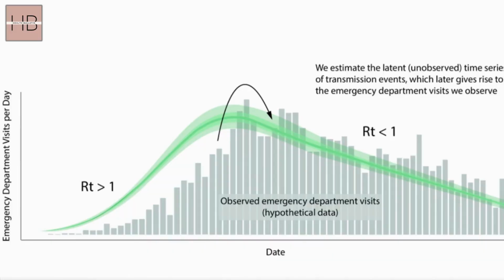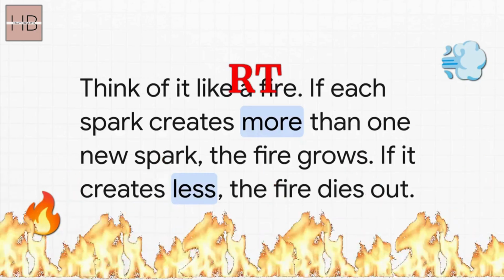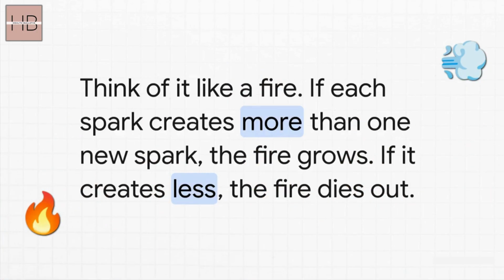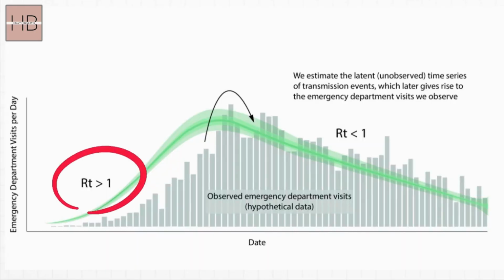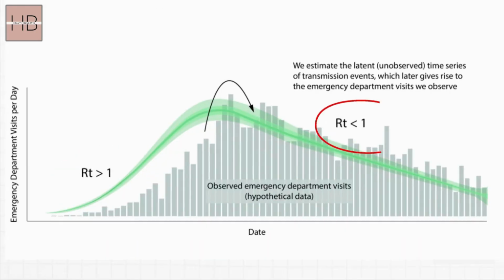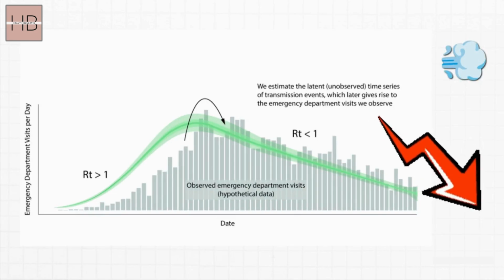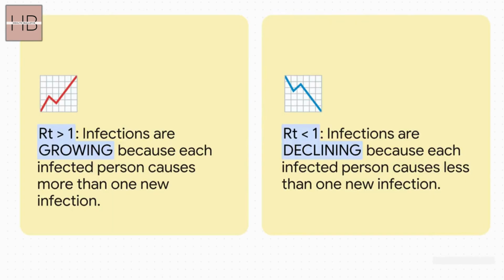That's RT. The easiest way to think about this is to picture a fire. The R number is basically how many new sparks each existing spark is creating. So if it's more than one, well, that fire is growing. But if it's less than one, that fire is slowly but surely going to burn itself out. So everything, and I mean everything, hinges on the number 1. It is the absolute tipping point.